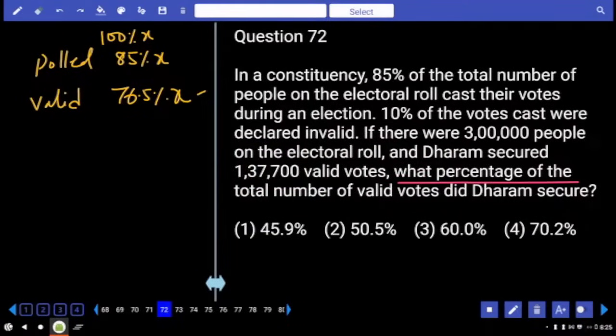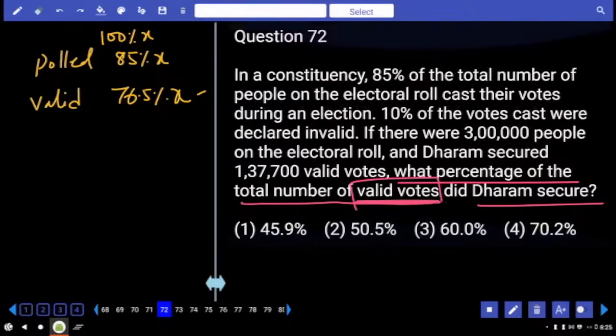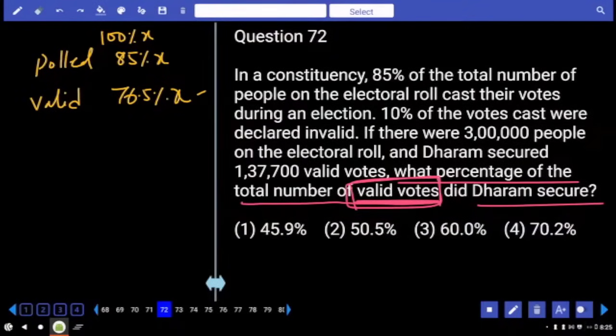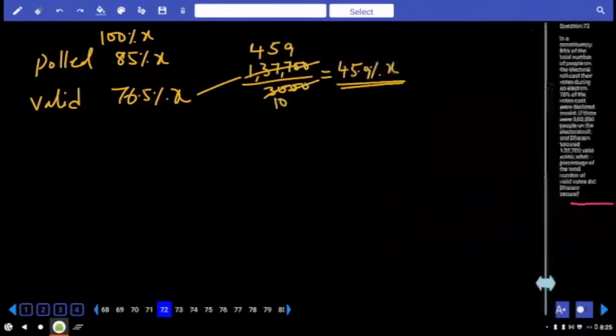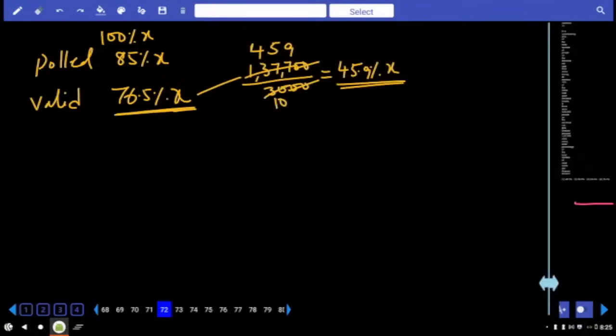What percentage of total number of valid words did Dharam secure? We have to identify percentage with respect to valid words but not total. We know valid words are this much. That is compared with respect to total. And this guy got 45.9%. That is also compared with respect to total. Both the numbers are compared with respect to same number. So now directly go for comparison.